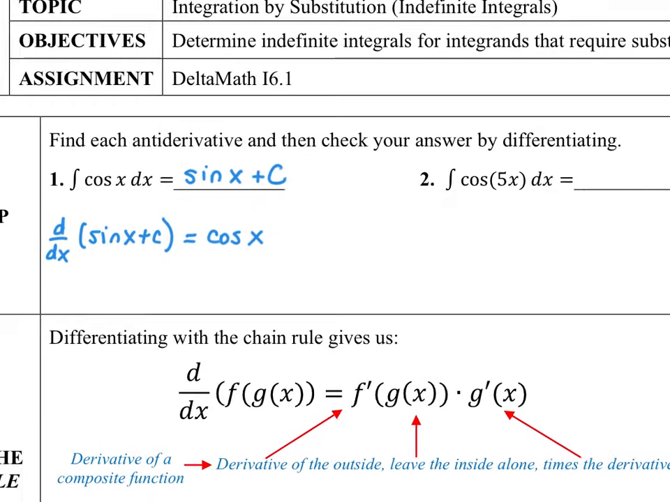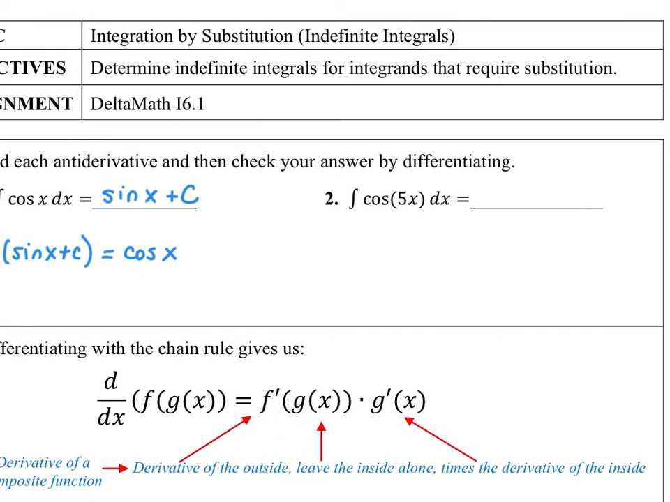In question number 2, I'm asked to find the antiderivative of cosine of 5x. So instead of just having an x, it now is a 5x. You might want to think, I might just replace the x with the 5x. So let me take a guess at this antiderivative first. So let's go ahead and check out this answer. Antiderivative of cosine 5x dx is sine 5x plus c.